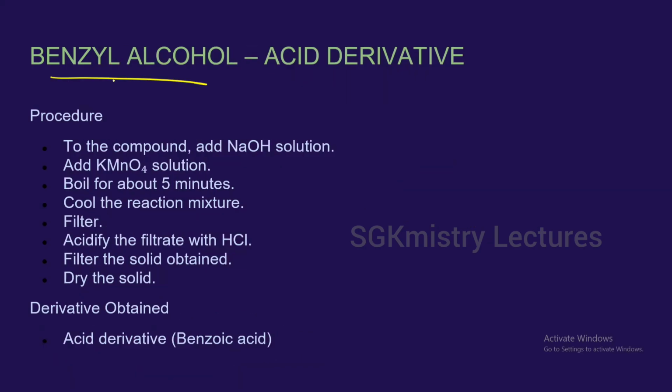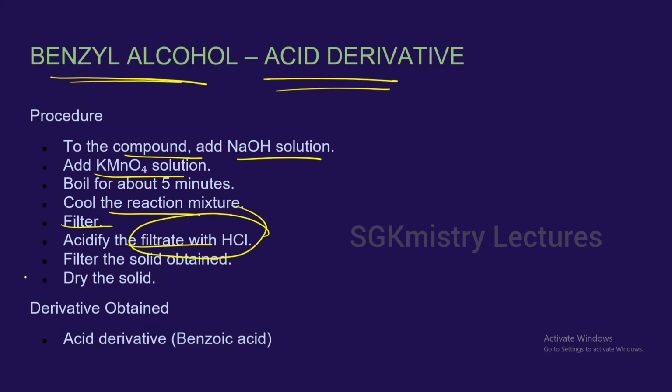Next, suppose benzyl alcohol is given, then you're going to prepare the acid derivative. That is, you're going to get benzoic acid. Now to the compound, you're going to add NaOH solution, and then you're going to add KMnO4 solution. You're going to boil the contents for about 5 minutes. You're going to cool it, filter the solution, and whatever filtrate you get, you're going to acidify that filtrate with HCl. Now we can see the crystals forming.